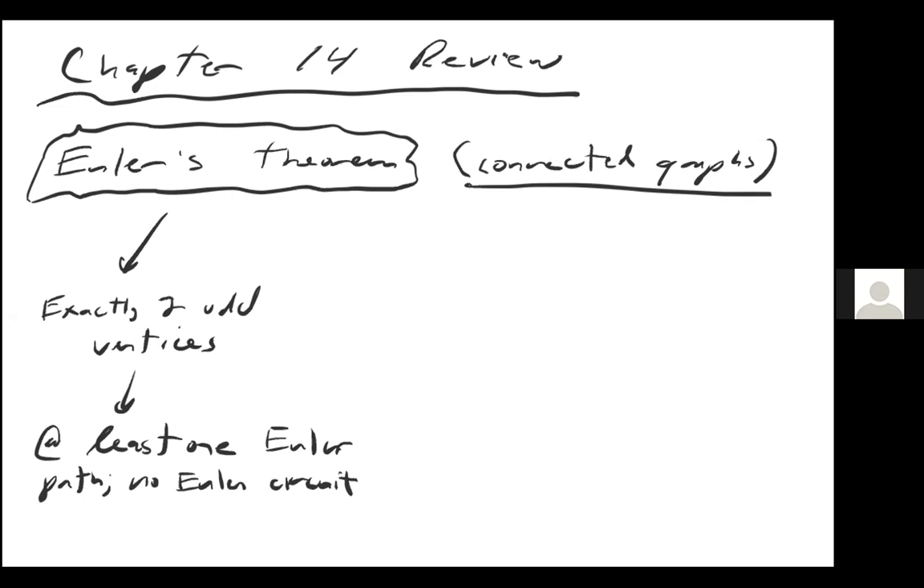Does anyone remember what an Euler path is and an Euler circuit? Just trying to remind ourselves of that while I'm writing this. Well, I'll just tell you then. An Euler path is a path that hits every edge without retracing any edges. And an Euler circuit is a path that hits every edge without retracing any, and begins and ends at the same vertex.